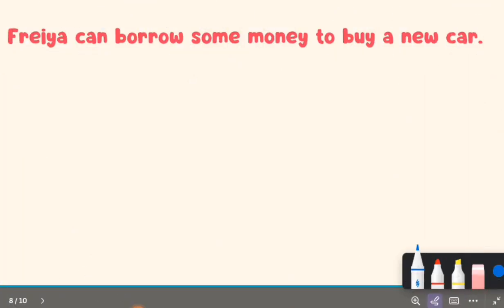The second example sentence is Freya can borrow some money to buy a new car. In the sentence, we can see that Freya is the subject, can borrow is the verb, and the object is some money. First, we should identify the subject, verb, and the object. In the text, we can see that the subject is Freya, the verb is borrow, and the object is some money.